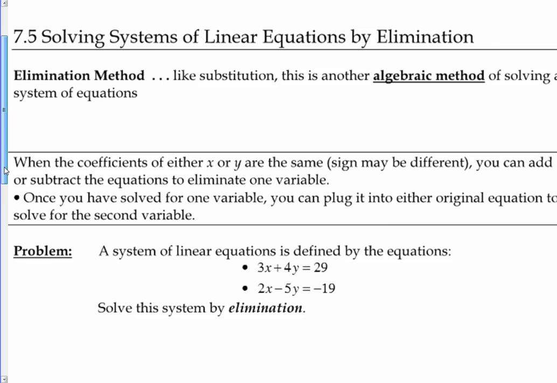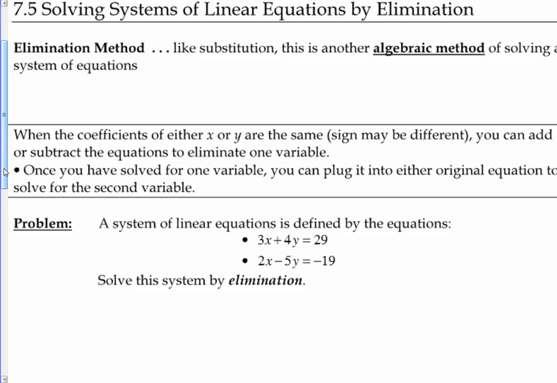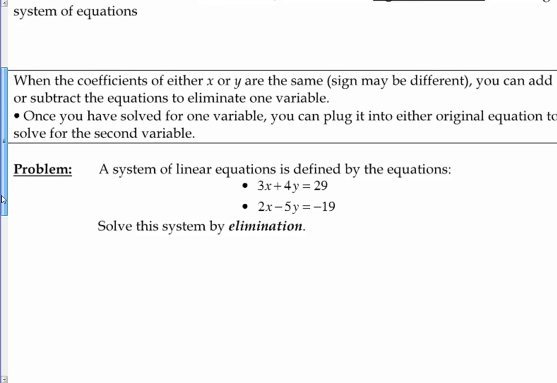So how do we solve by elimination? Now, here's the thing. There's only one step that's different, and the rest is the same as substitution. Just one new step, and that first step is different. When the coefficients of x or y are the same, though a sign may be different, you can add or subtract the equations to eliminate a variable. That's essentially what we're going to do. It might just be words to you right now, but in a second it might make sense. Once you have solved for one variable, then everything's the same.